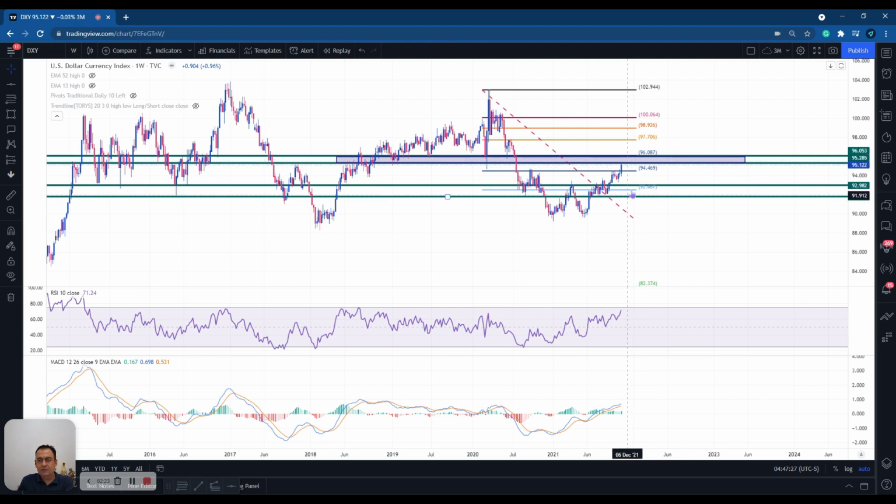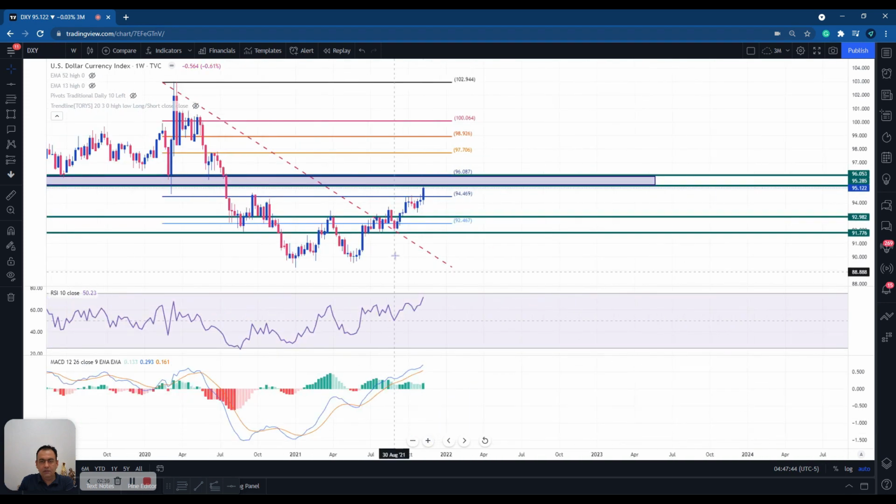The next thing, what has happened? 94.46, 94.5. As mentioned in the last weekly preview, it was the resistance. It is broken now. If I zoom in, check. This was the resistance mentioned in last week's video. It has been broken, and broken with momentum, a super bullish candle.